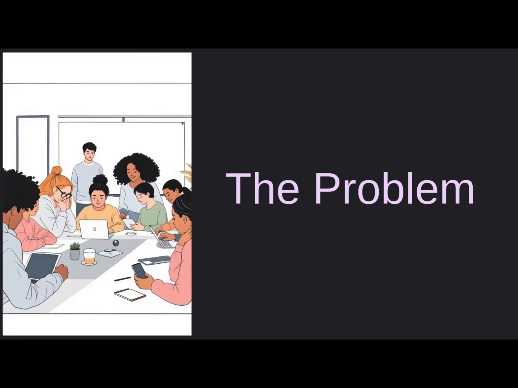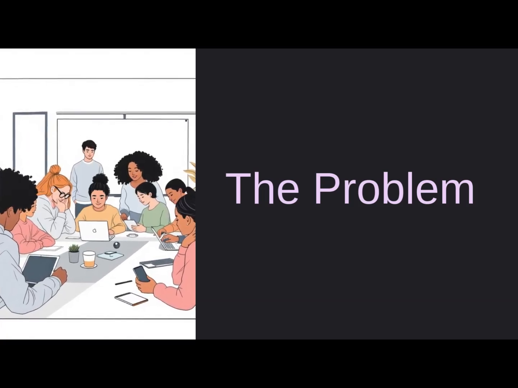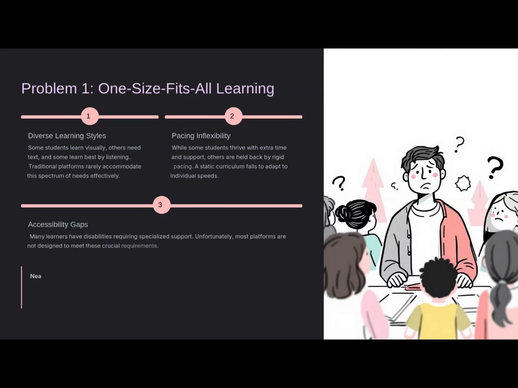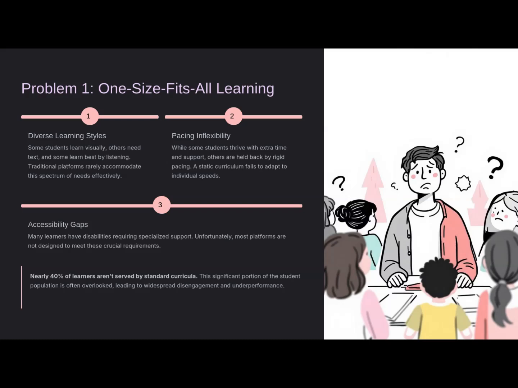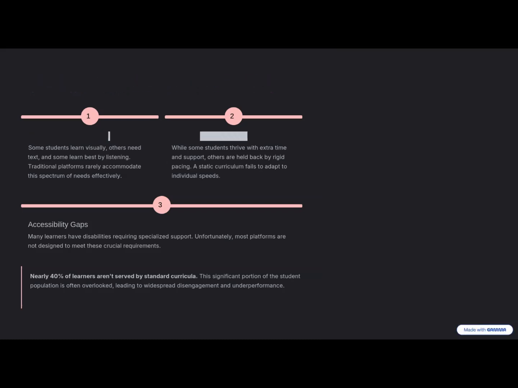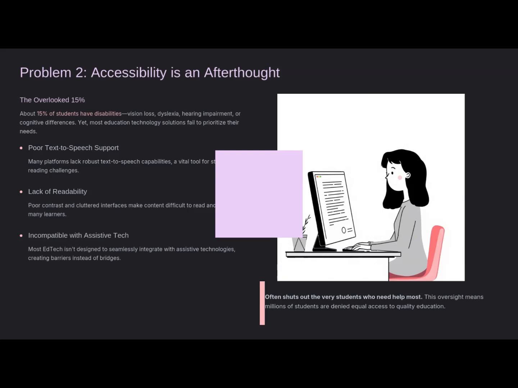Even in 2025, education has some serious equity issues. Problem 1. One size fits all learning. Most online learning platforms treat every student the same. But here's the reality. Some students learn visually, others need text, others learn best by listening. Some need extra time, while others move faster. Some have disabilities that require special support. Nearly 40% of learners aren't served by standard curricula. When I was researching this, I realized: why would we expect all students to learn the same way?